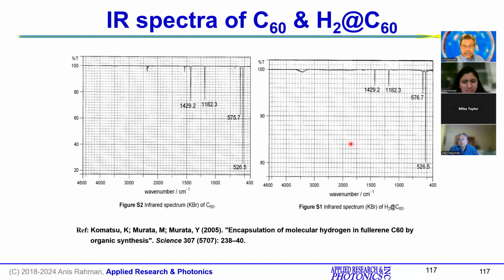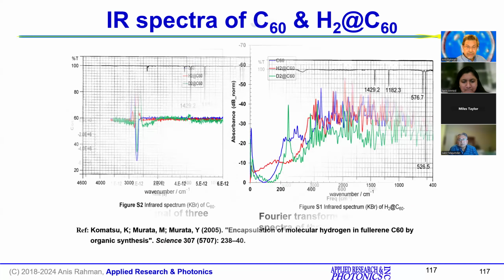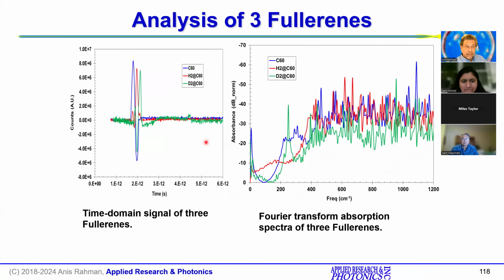So FTIR couldn't discern between the C60 alone and when there is hydrogen inside the C60. The reason being that if the hydrogen is inside the C60, you need a radiation or energy that could penetrate the carbon or C60 molecule cage and interrogate the endohedral molecule, hydrogen in this case. So that's one of the advantages that T-ray offers us.